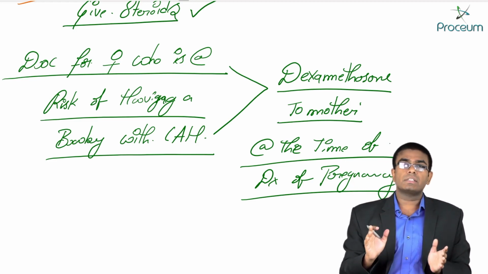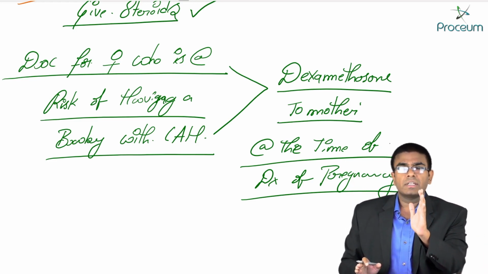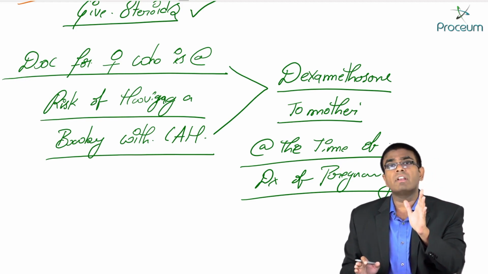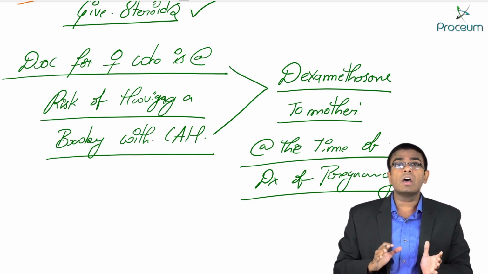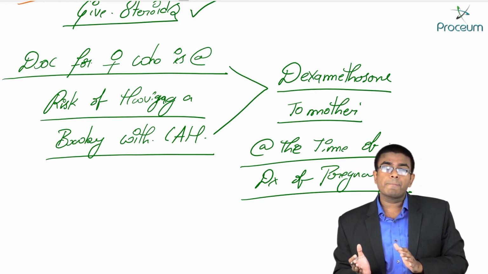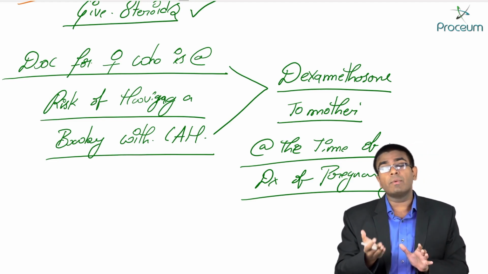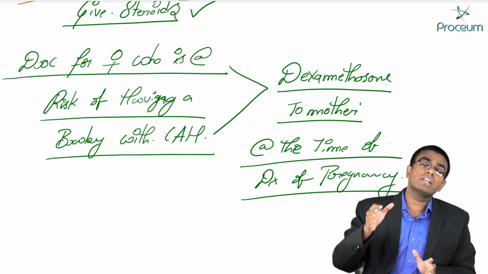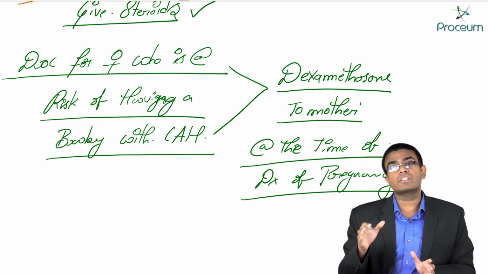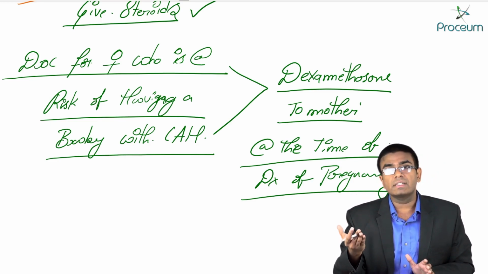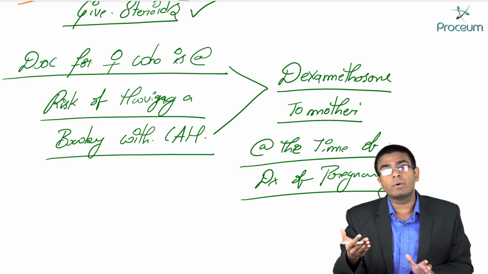Don't think like this: I will just do an ultrasonography at 12 weeks so that I will know whether it's a male fetus or a female fetus. If it's a male fetus, I won't give any steroids; if there is a female fetus, then I will administer the steroids to prevent congenital adrenal hyperplasia. Don't do that. By the time of 12 weeks, sexual differentiation has already happened.